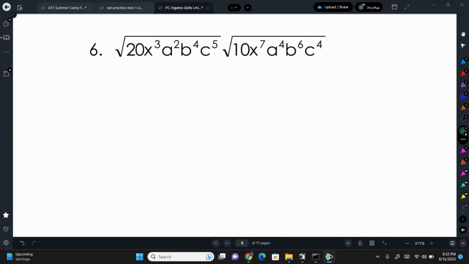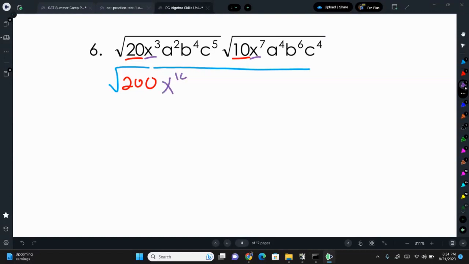Now this one looks really ugly. So first we're going to make it under one radical. 20 times 10 is 200. Then x to the third times x to the seventh is x to the 10th power. A squared times a to the fourth is a to the sixth. B to the fourth times b to the sixth is b to the 10th. And then c to the fifth times c to the fourth is c to the 9th.